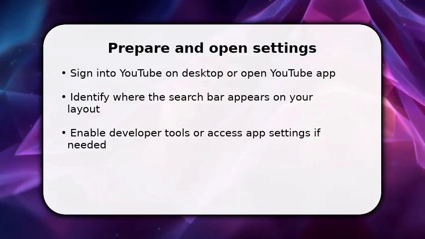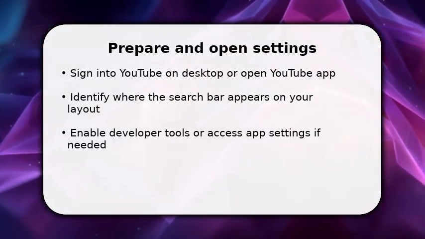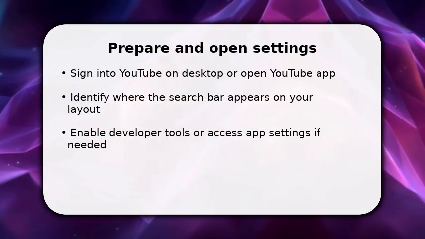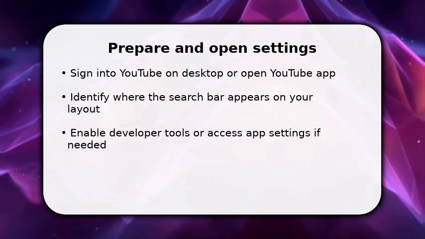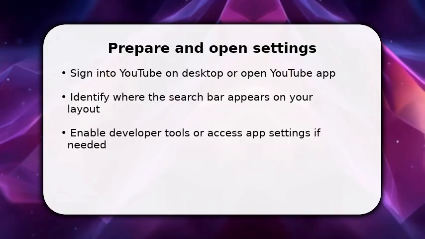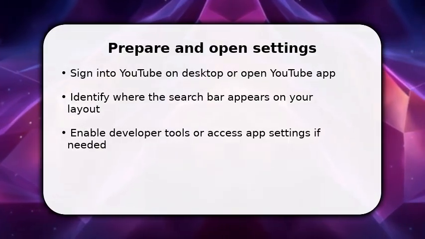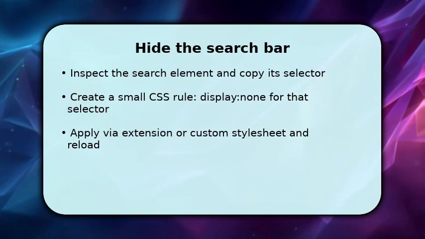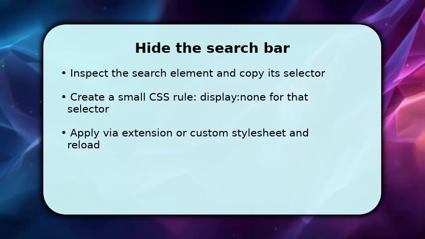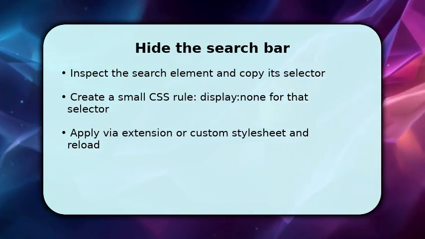Open your browser's Developer Tools or Extensions panel because you'll inject a simple rule or install a minimal extension. Once done, you'll be ready to target the search element. Make sure to keep YouTube open for live testing. You now inspect the search bar element with the Element Selector tool and copy its CSS selector.